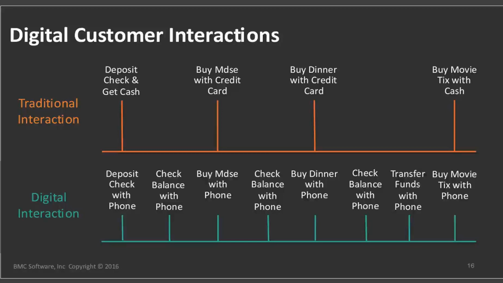When you buy merchandise with a credit card in the traditional interaction, that's all that took place. In the digital interaction, frequently exhibited by millennials, checking the balance is a regular activity. So balance lookup in banking now becomes a type of activity or a type of transaction that occurs more often. So the patterns change, the timing changes, the type of transactions that are executed start to get changed by the digital customer.